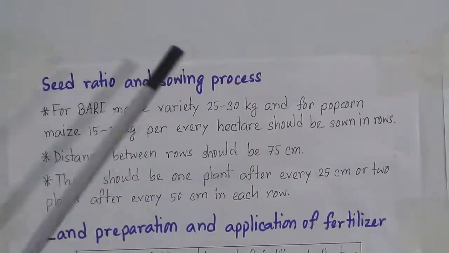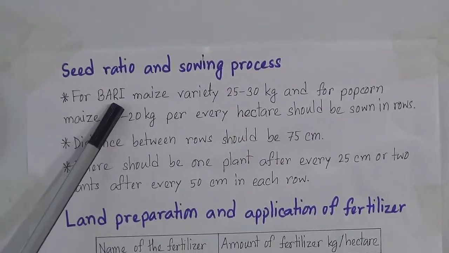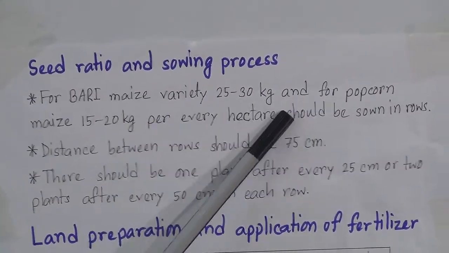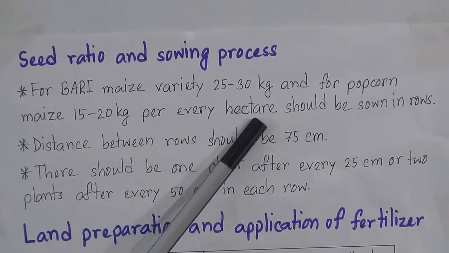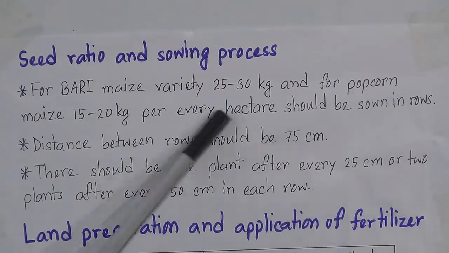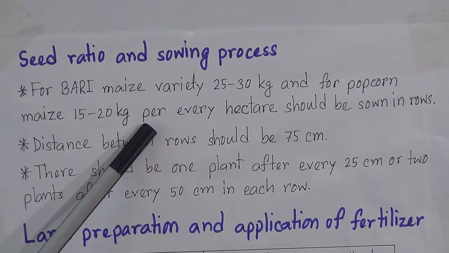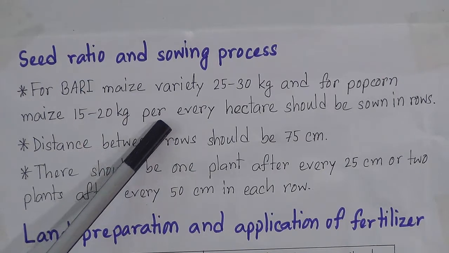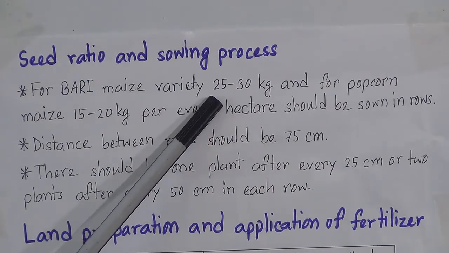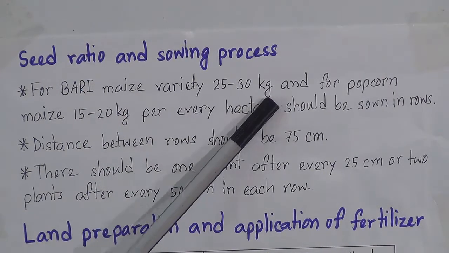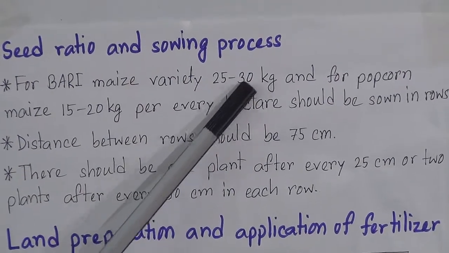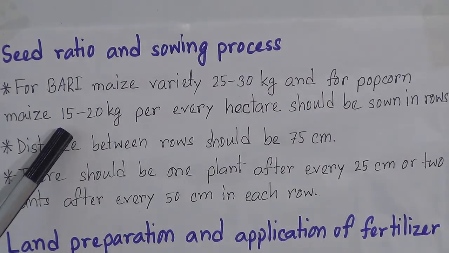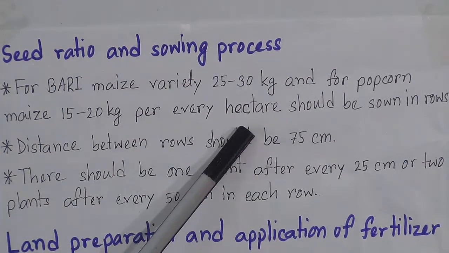Now the seed ratio and sowing process. So for BARI maize variety 25 to 30 kg, and for popcorn maize 15 to 20 kg per every hectare should be sown in rows. So remember it: BARI maize 25 to 30 kg, and popcorn maize 15 to 20 kg per hectare.